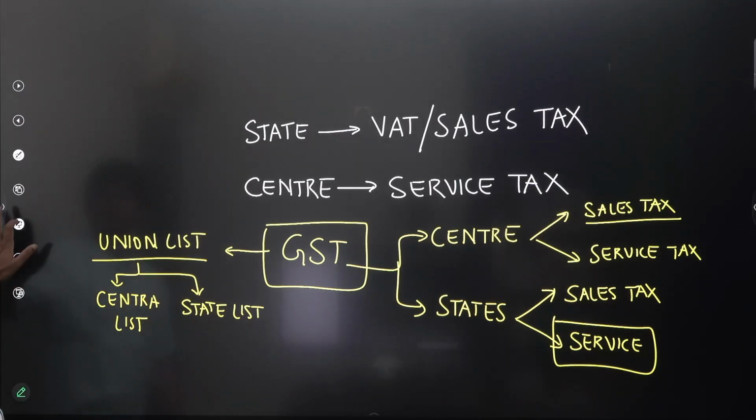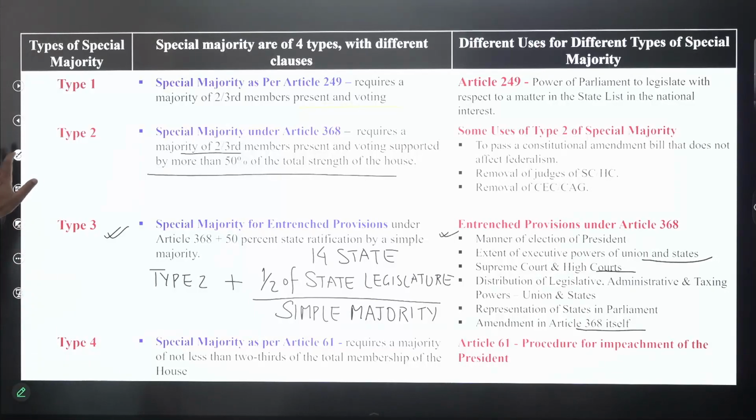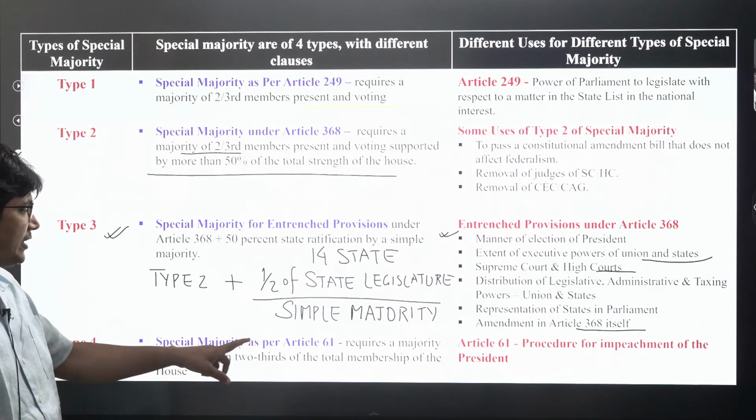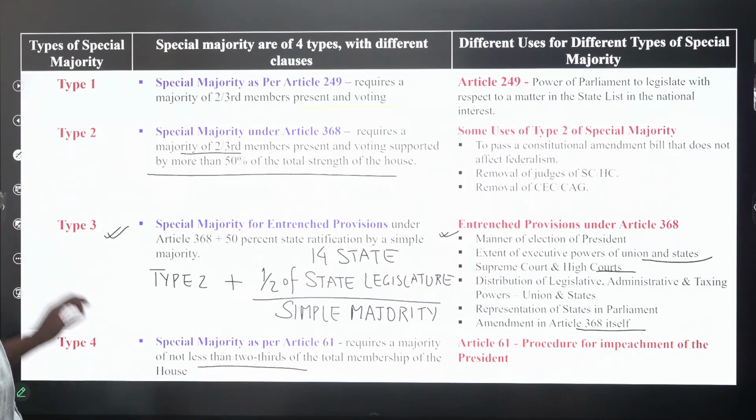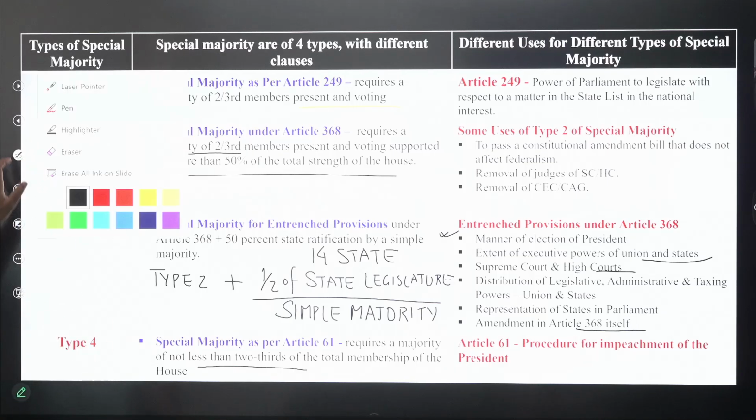Okay. And type 4 majority is removal of President or impeachment of President. And क्या है इसमें? Special majority as per Article 61 requires a majority of not less than 2/3 of the total membership of the house. So it is total membership of the house. What is the total membership of the house?